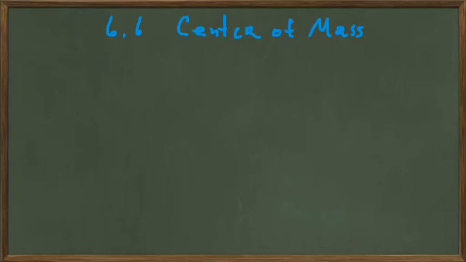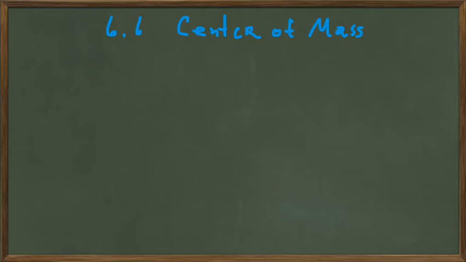In this section, 6.6, Center of Mass, we're going to see how calculus is used to calculate the center of mass of various objects. We're going to start off with defining center of mass and showing how we get that without calculus, and then we're going to extend that definition to types of figures where we must use calculus to find the center of mass.